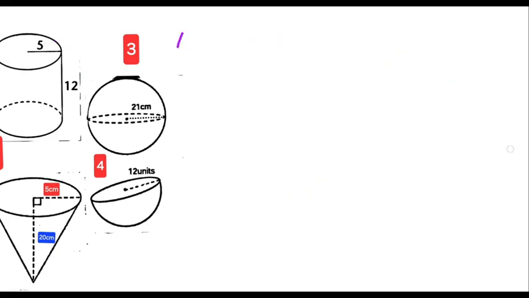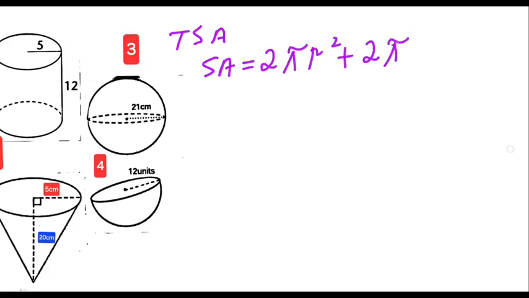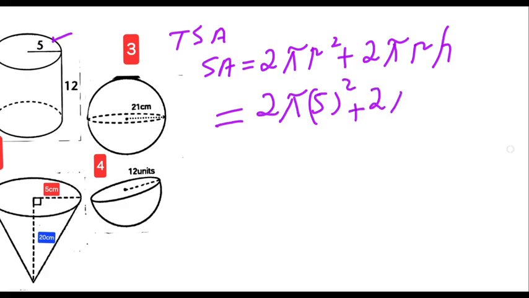Now I'm going to find the TSA, total surface area, or you can say SA, surface area, same thing. It is equal to 2 pi r square, because we have two circles, plus 2 pi r h, which is the lateral surface area I explained to you earlier. So 2 pi, radius we got 5 square, plus 2 pi, radius we got 5, and the height we got 12, times 12. I use my calculator.